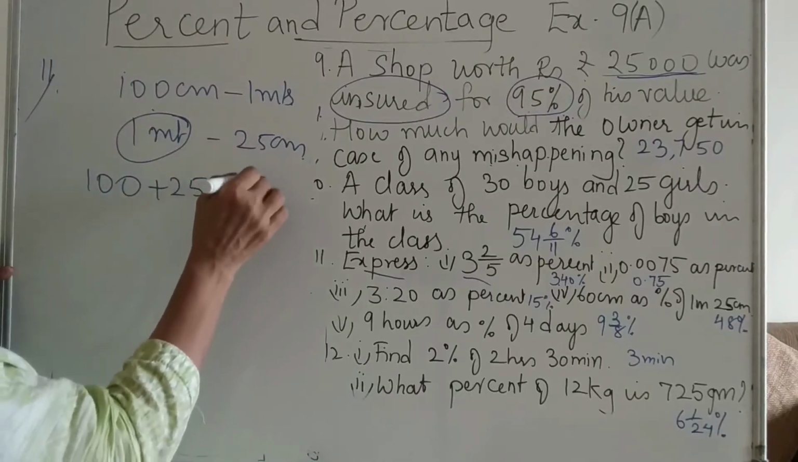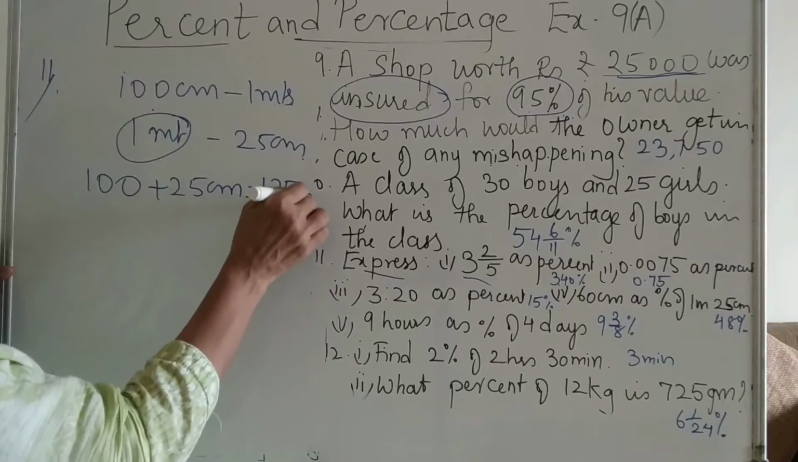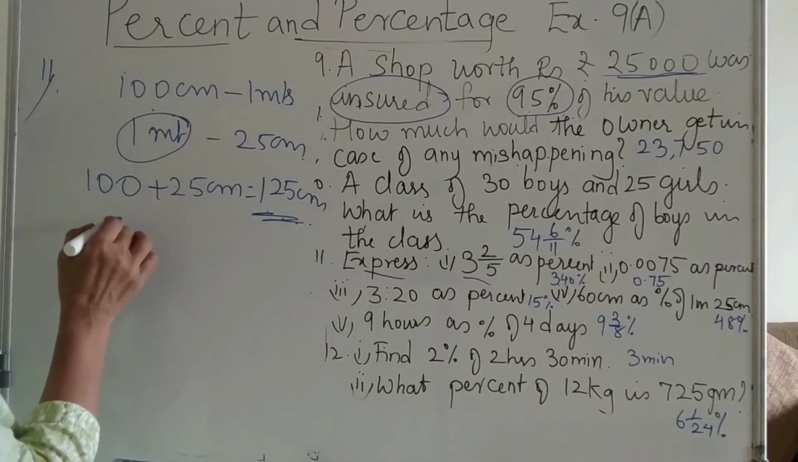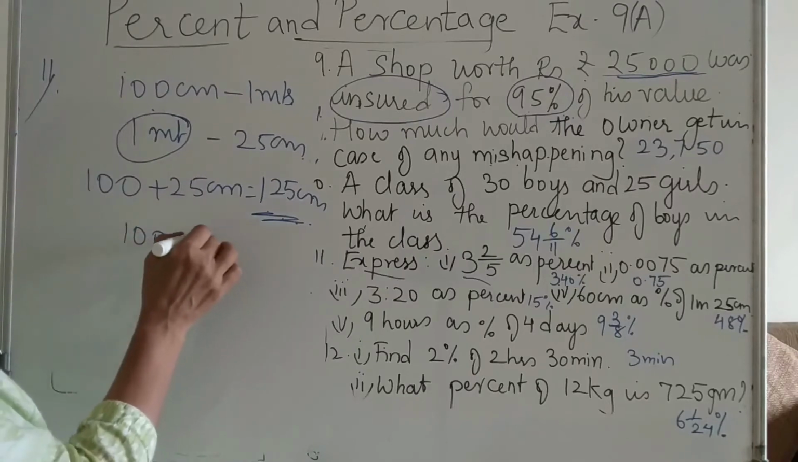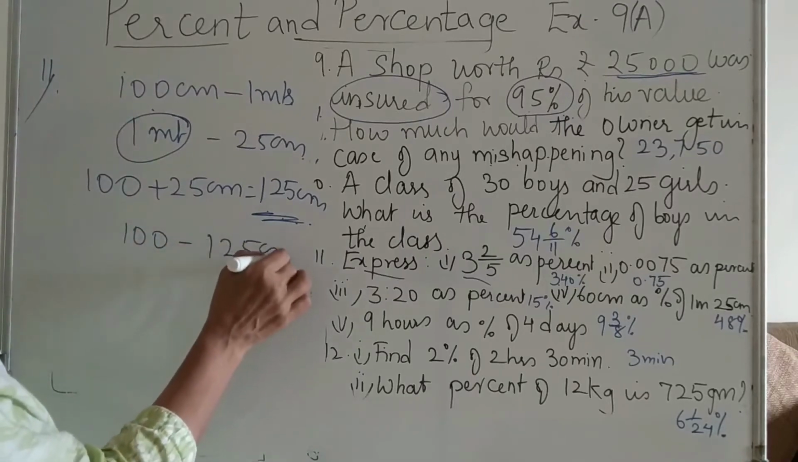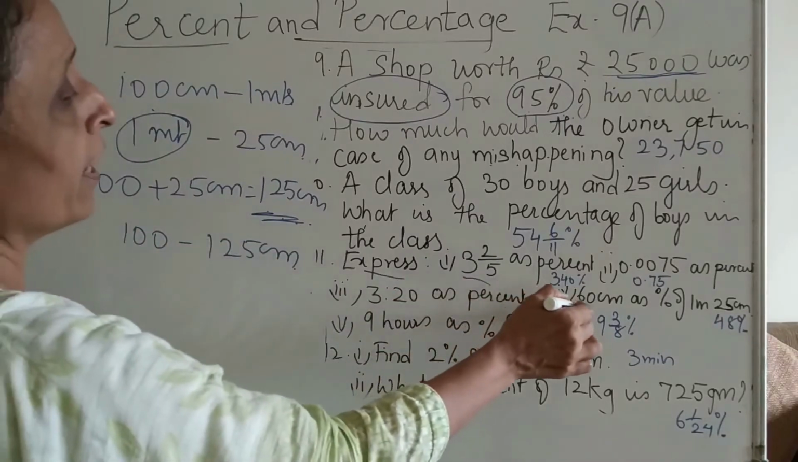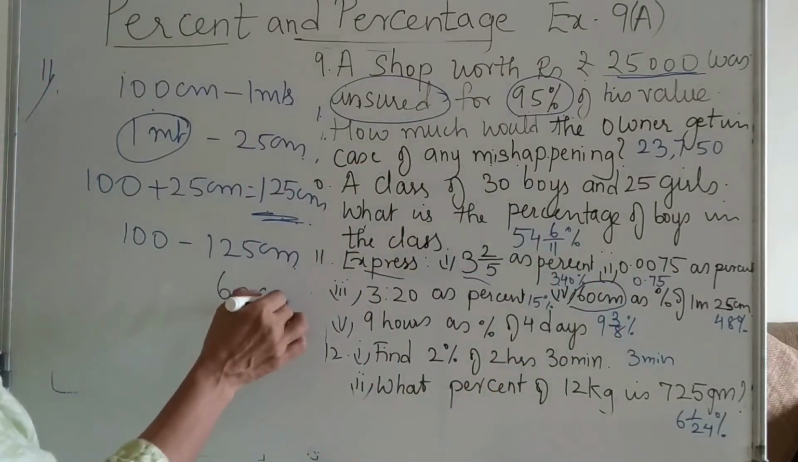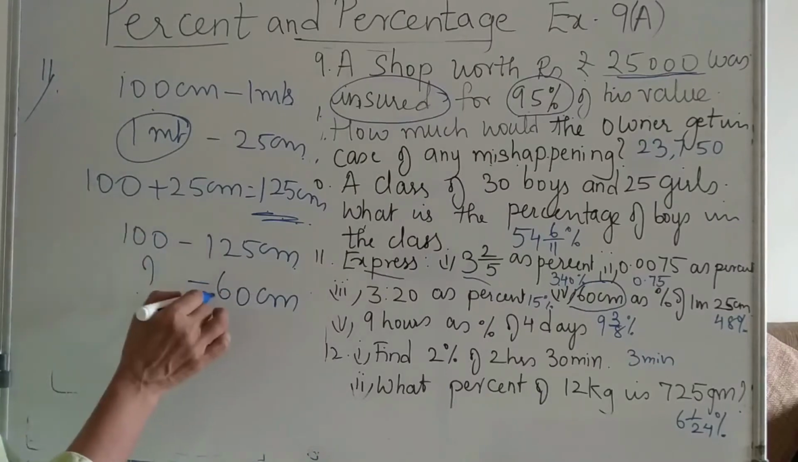So the total becomes 125 centimeter. Now this is the total. This is 100%. 125 centimeter is 100%. You have to find what percentage is 60 centimeter. 60 centimeter is how much percentage?